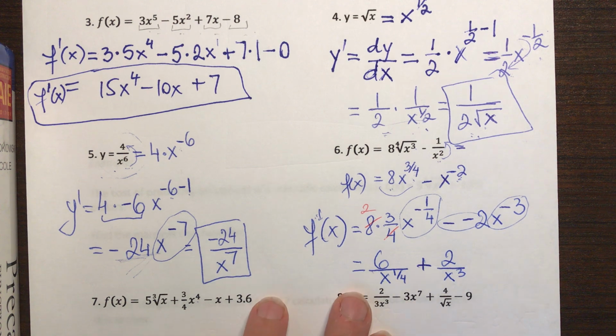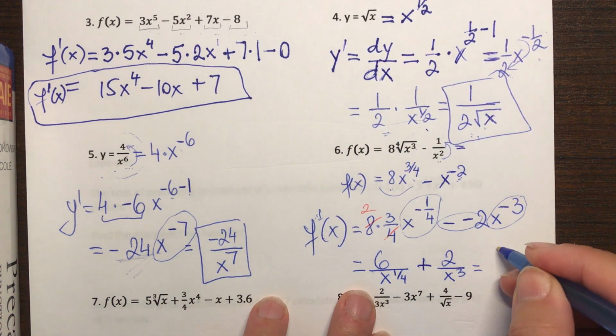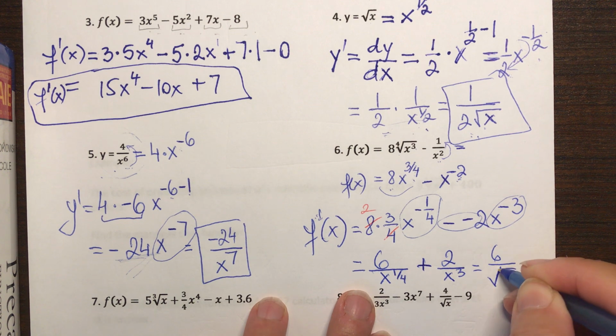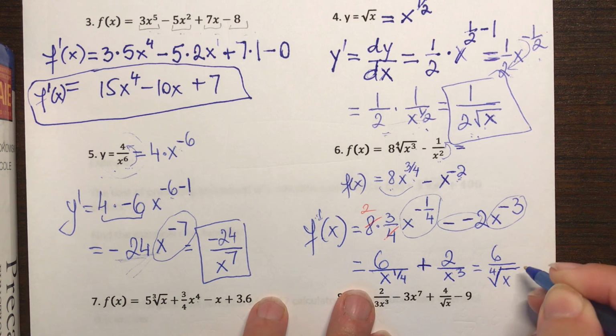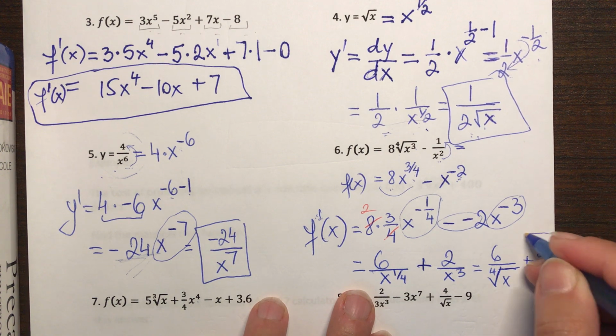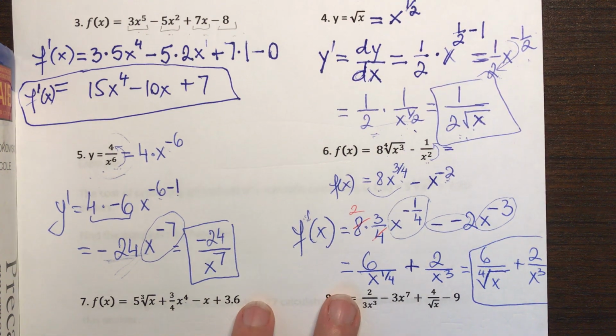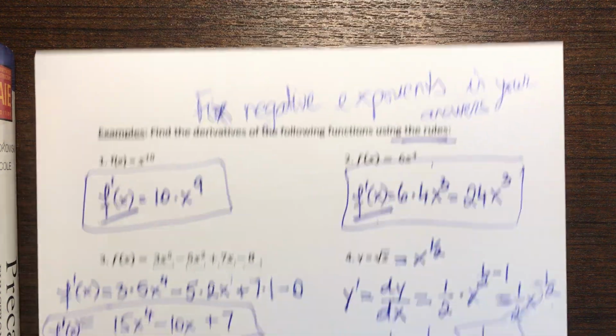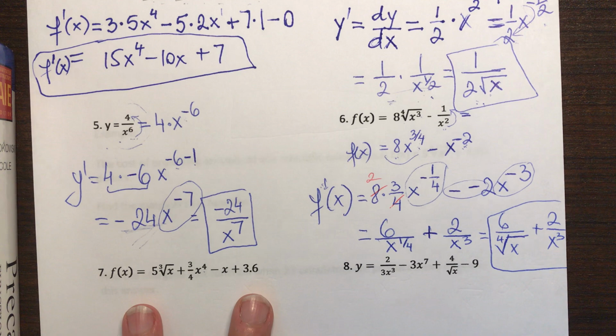One thing, if you want to rewrite it back as a radical, you don't have to, but the x to the 1/4 is the 4th root of x. Don't think about rationalizing. That's a whole different beast. As I said, the only thing you have to do is fix negative exponents. Okay.